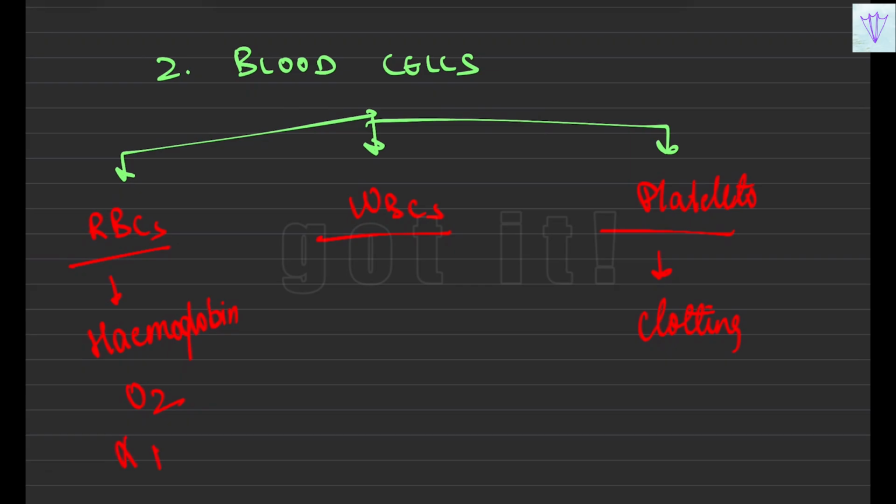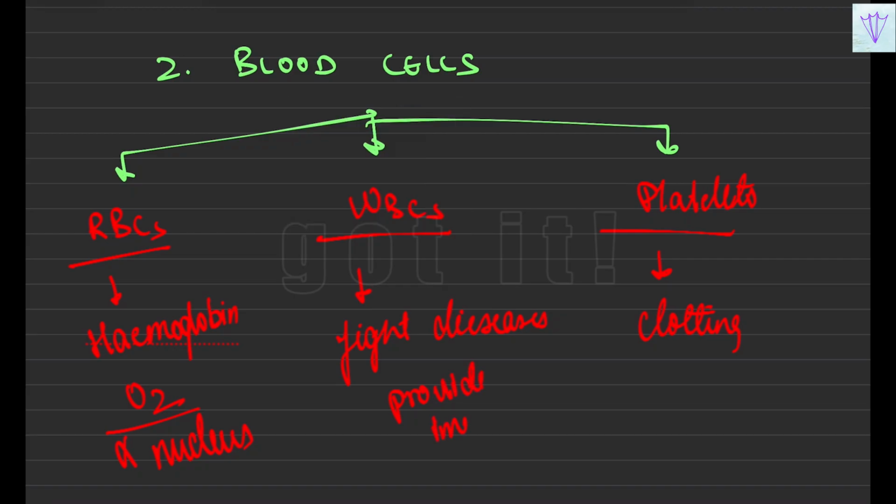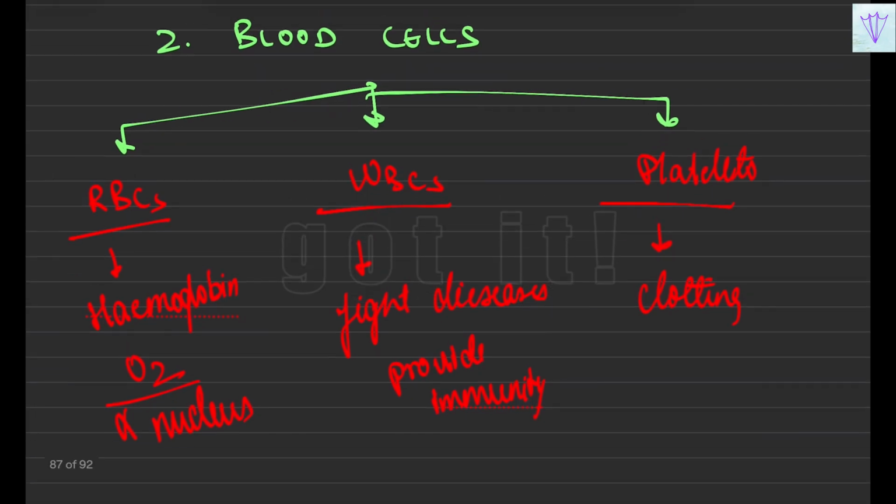And it is important to remember that it will lack the nucleus as well, because it has to accommodate more amount of oxygen. And the white blood cells are the ones which will fight the diseases, and they provide immunity. So we have a lot of categories in white blood cells as well, but for your class you don't require to know all these things. And WBC's lifespan is about 120 days, and hemoglobin is the red pigment you have to remember.